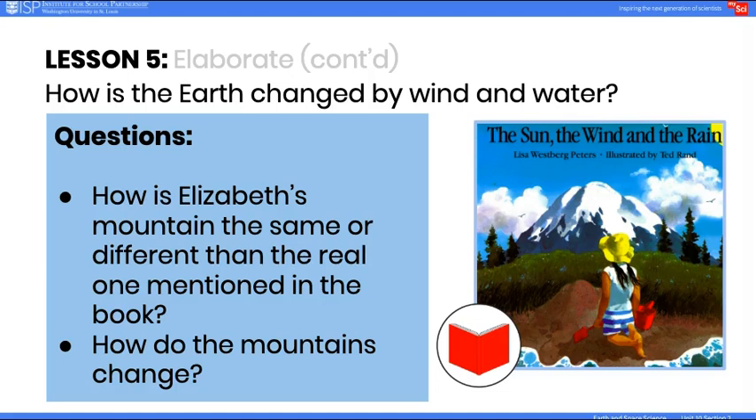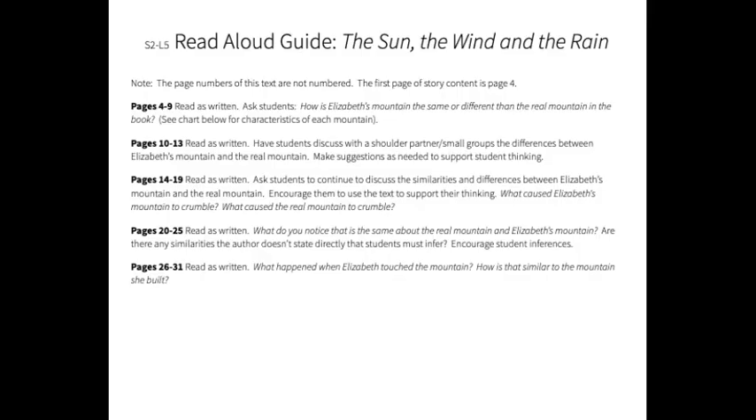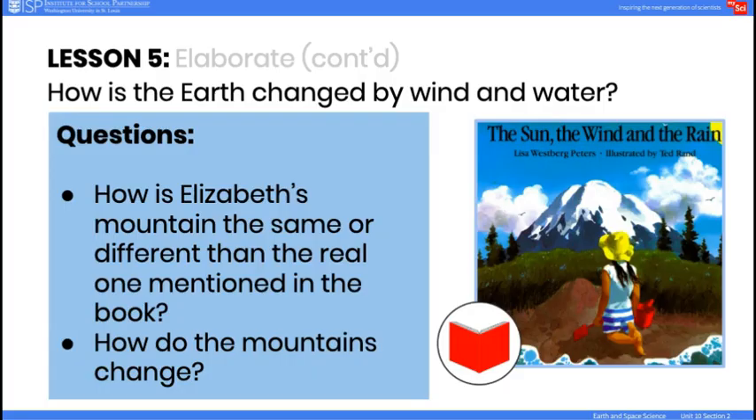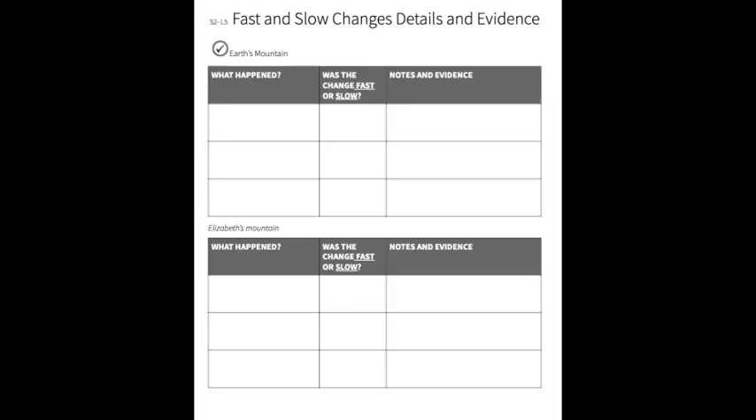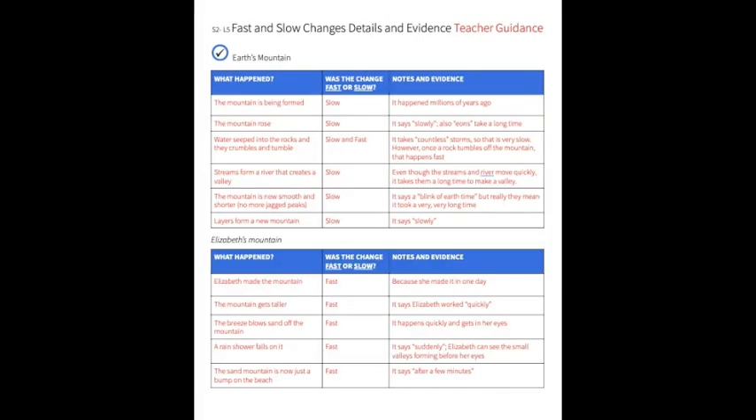Then, distribute the 6 copies of The Sun, Wind, and Rain included in your mySci kit. Pass them out to groups of students to follow along as you read it aloud. A detailed read-aloud guide is on teacher page 21. Use the question prompts shown here on the slide to discuss fast and slow changes to the mountain. Then direct students to Student Journal page 15, Fast and Slow Changes, Details and Evidence. Direct each group to use the book to compare and contrast Earth Mountain and Elizabeth's Mountain. A key is provided on teacher page 22.